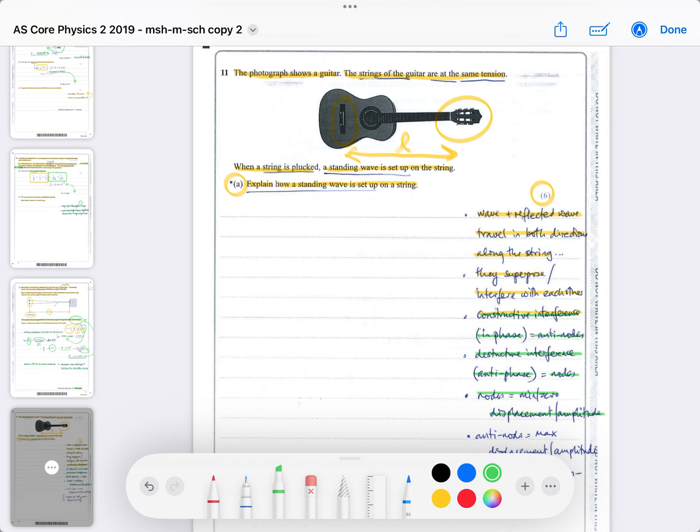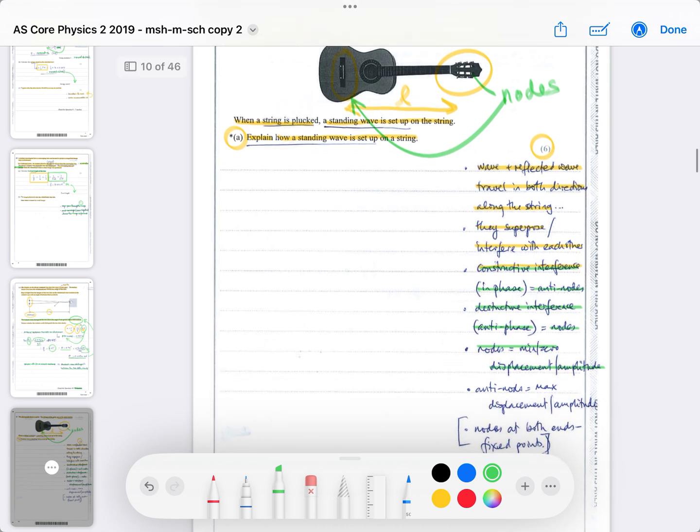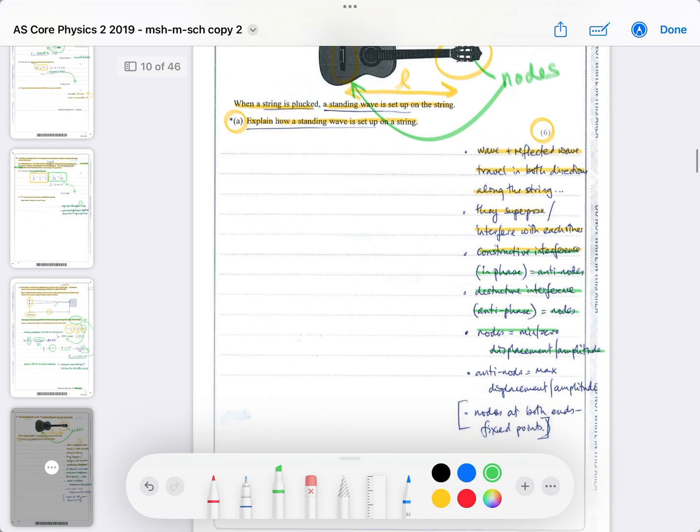Okay, so the nodes form, for example, you'll have nodes at the fixed points. You'll have nodes here and you'll have nodes there. So you have nodes at the two ends, and you can create nodes in the middle as well, depending on whether you're looking at the first harmonic or the second harmonic, etc.